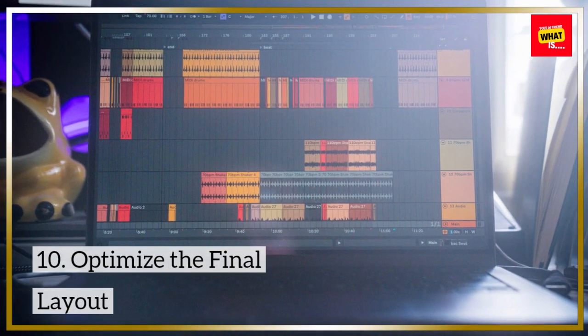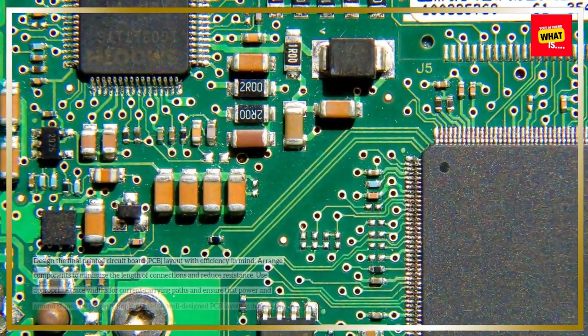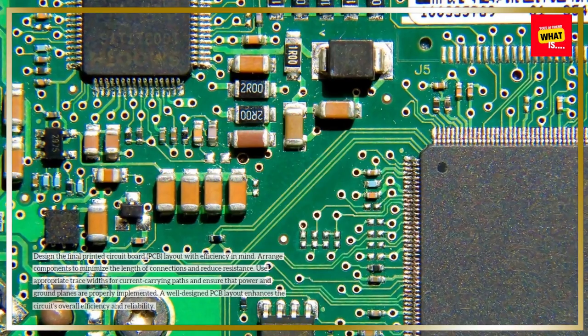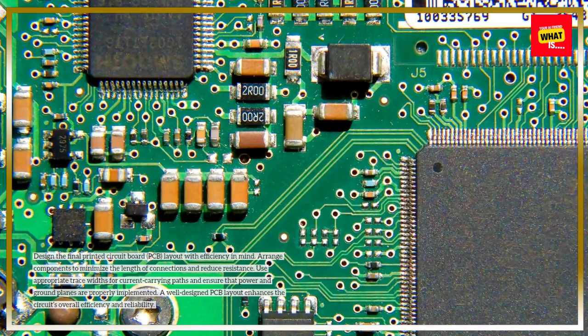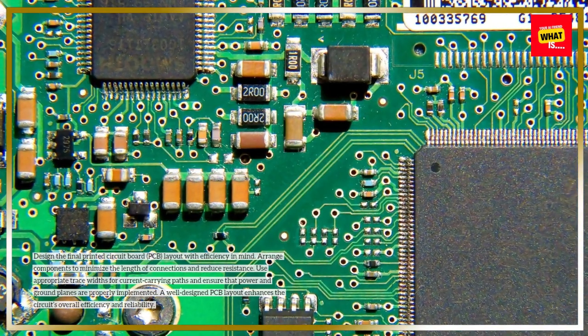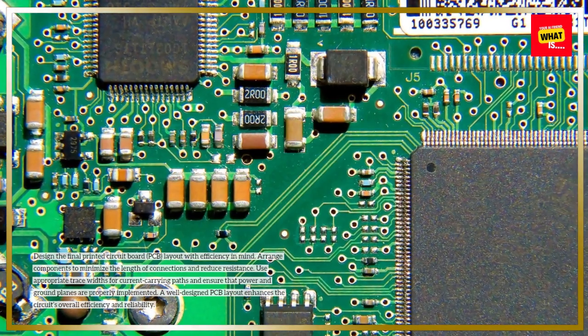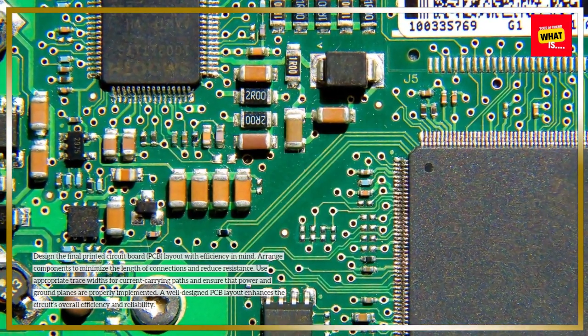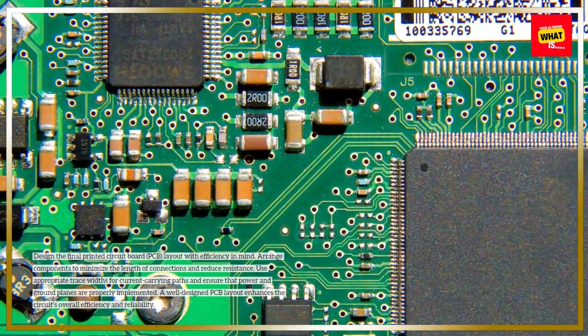10. Optimize the final layout. Design the final printed circuit board, PCB, layout with efficiency in mind. Arrange components to minimize the length of connections and reduce resistance. Use appropriate trace widths for current carrying paths and ensure that power and ground planes are properly implemented. A well-designed PCB layout enhances the circuit's overall efficiency and reliability.